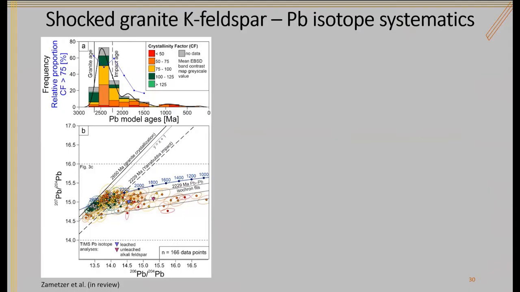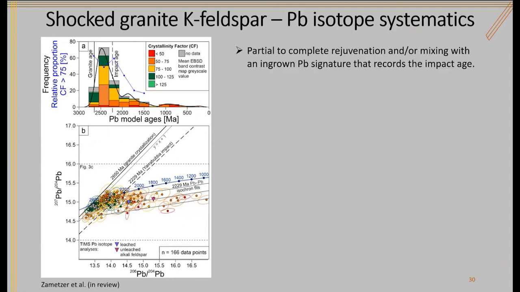One observation that we can immediately make is that the vast majority of the data plots between these two paleogeochrons. And the kernel density peak lead model age is also in between the two paleogeochrons. It's 2479 Ma. So there is some sort of partial to complete rejuvenation and/or mixing with an ingrown lead signature going on. And if there's mixing going on, then the lead signature probably records the impact age.